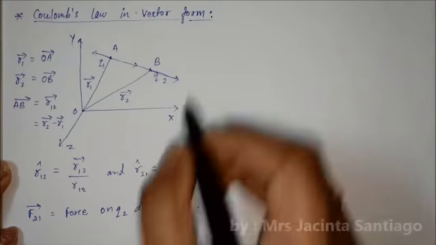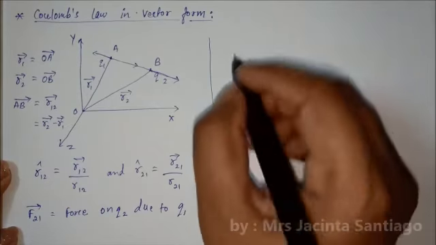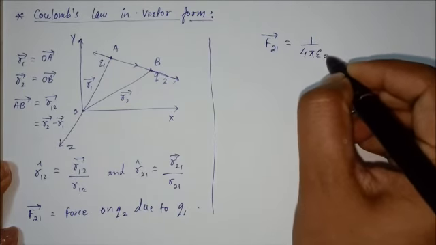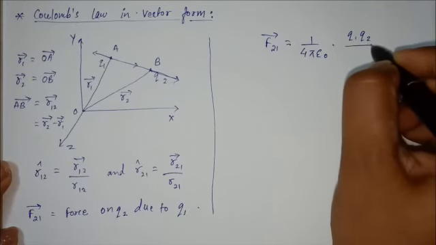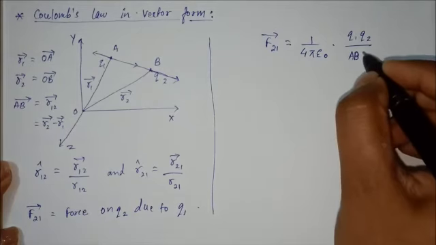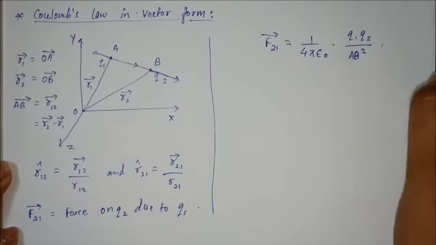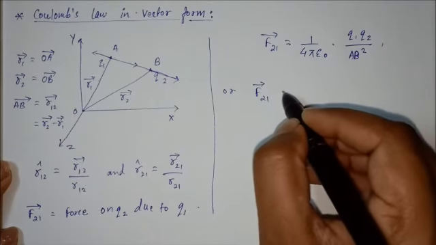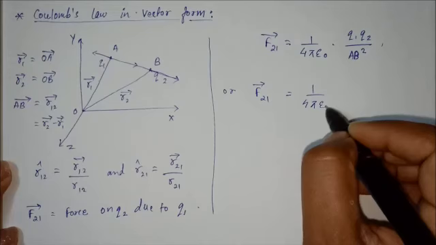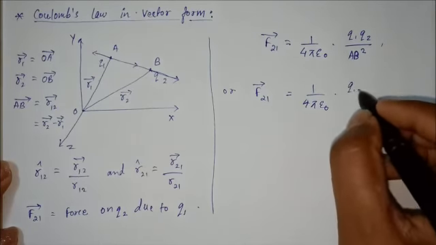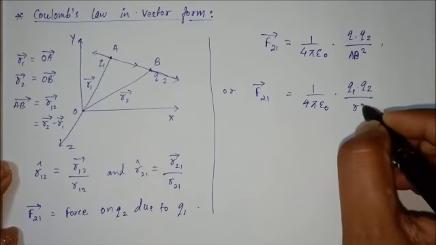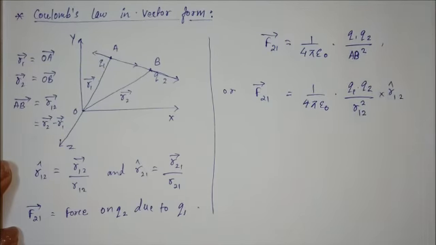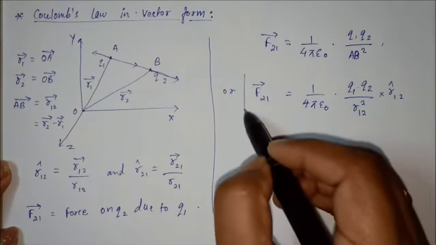Then, according to Coulomb's law, vector F21 will be given by 1 upon 4 pi epsilon naught into Q1 Q2 upon AB square, which is along AB, or which can be written as vector F21 equals 1 upon 4 pi epsilon naught into Q1 Q2 upon R square, and this R will be R12 into R cap 12. This is the required equation.